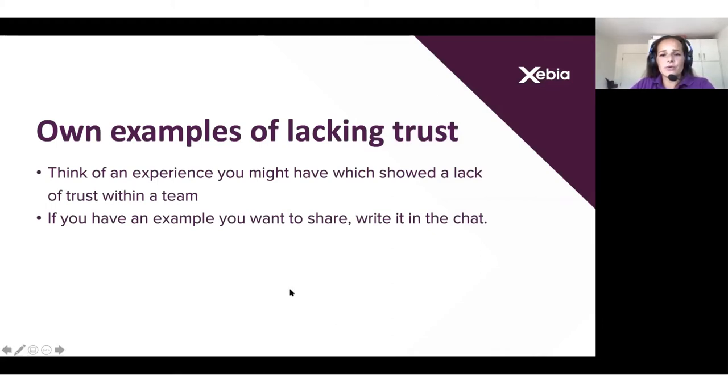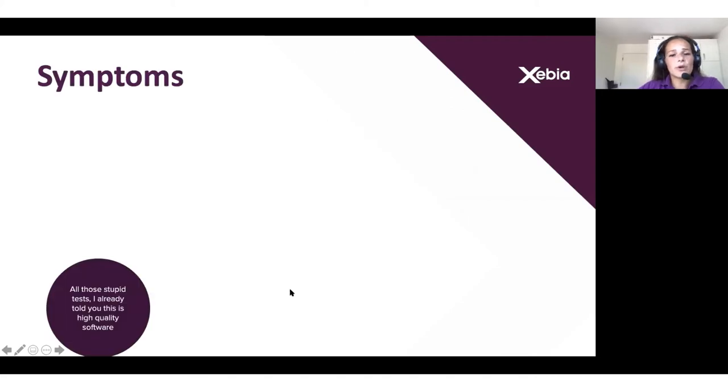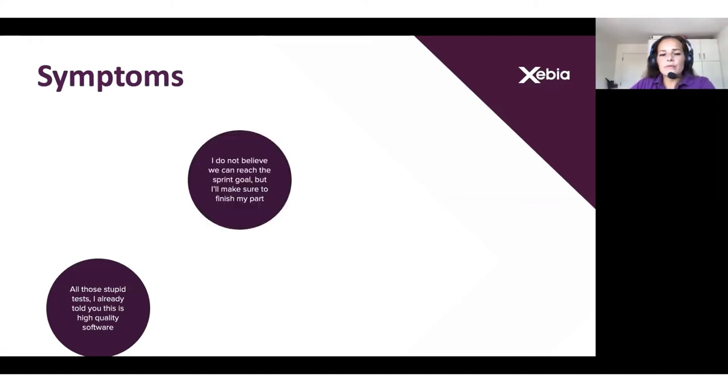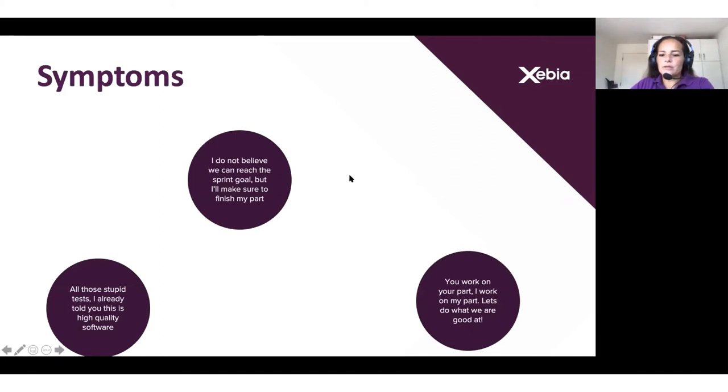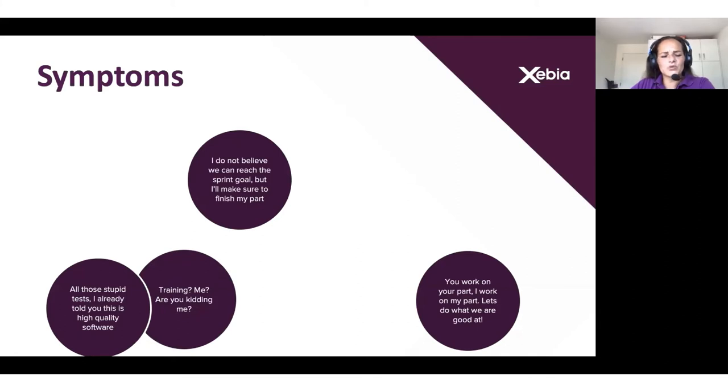Yeah, very relatable. And I also have some examples of situations where trust is endangered. For instance, someone could say, "All those stupid tests. I already told you this is high quality software." So I'm not going to read them all, but a few. "I do not believe we can reach the sprint goal, but I'll make sure to finish my part." And this one: "You work on your part, I work on my part. Let's do what we are good at." "Training? Me?"